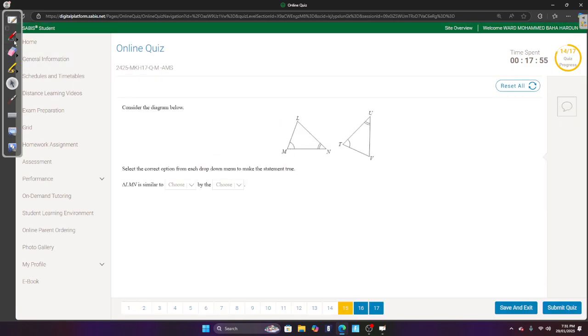Now for this one, they gave you 2 lines here. That means that N is equal to U, and they gave you 1 line, so M is equal to T, and L is equal to V, okay? We'll just draw the similar. So L, M, N is similar to VTU by the AA postulate.